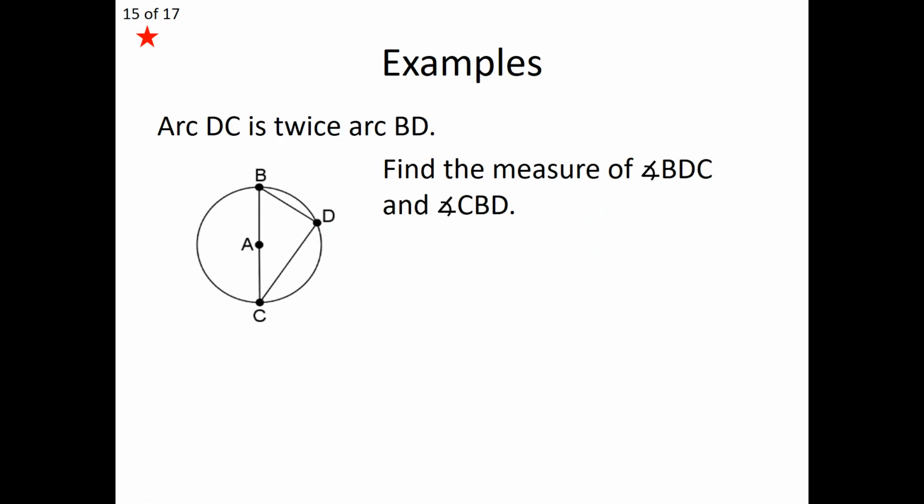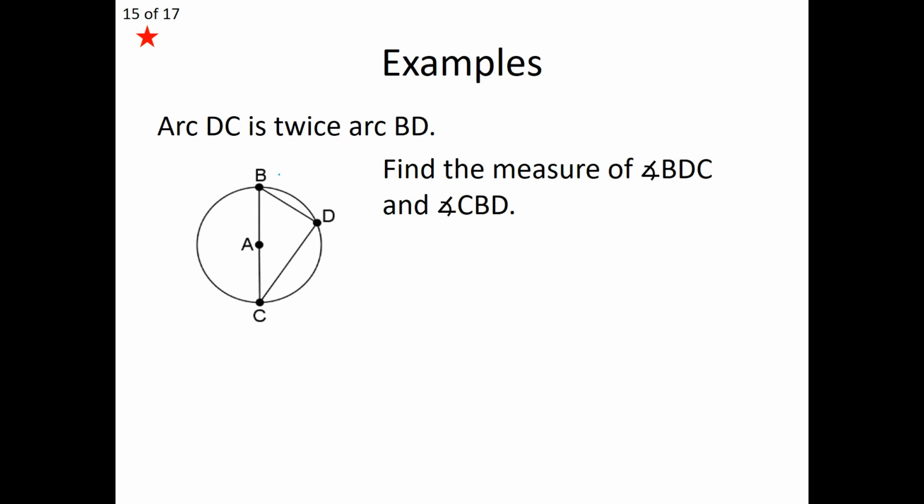This one's a little bit more algebraically involved. We're given this circle A with our triangle BDC. We're given that arc DC is twice the measure of arc BD. Find the measure of angle BDC and angle CBD. Well, let's take a look at our arcs first. If you notice, DC and BD are actually related to each other in a certain way. First of all, we know it's given that DC is twice arc BD.